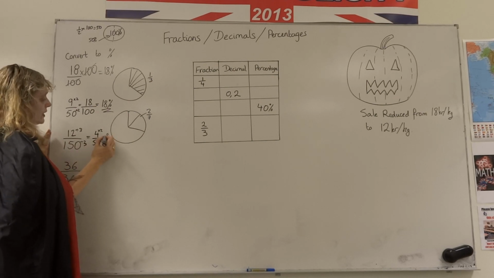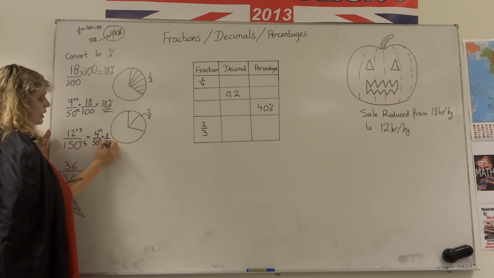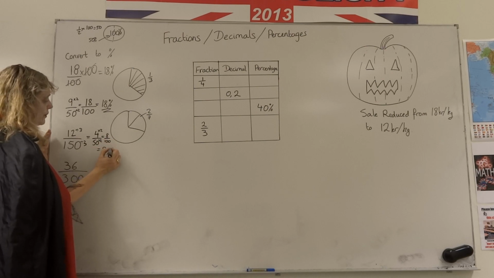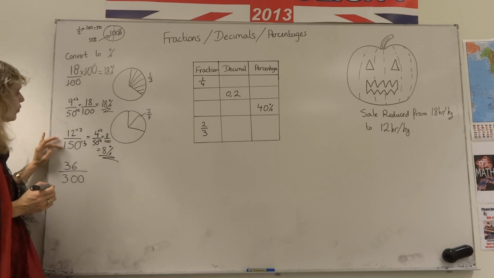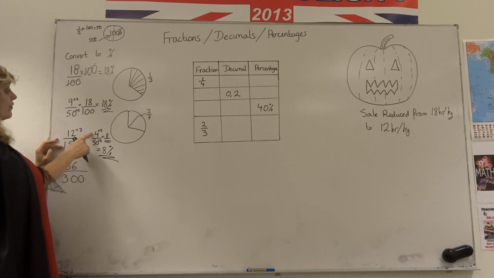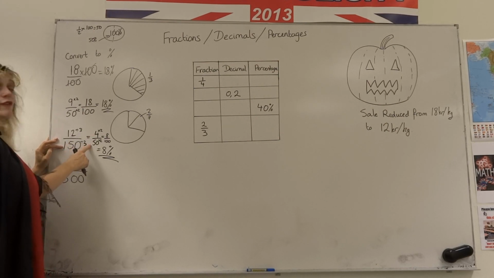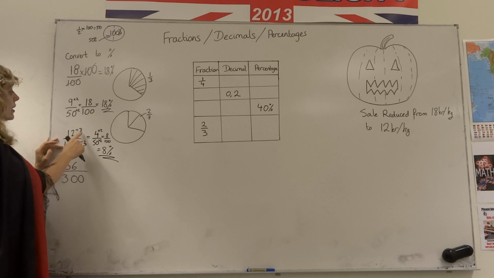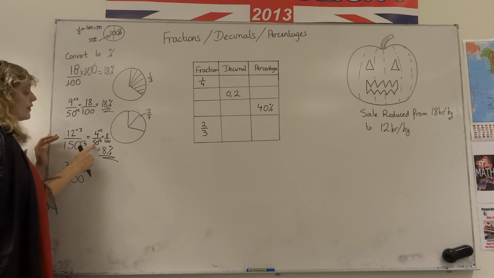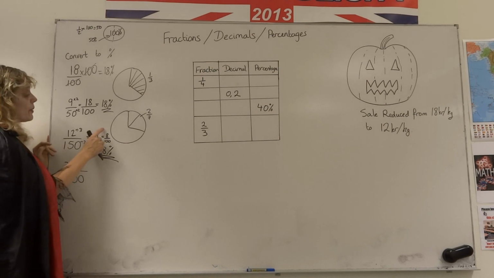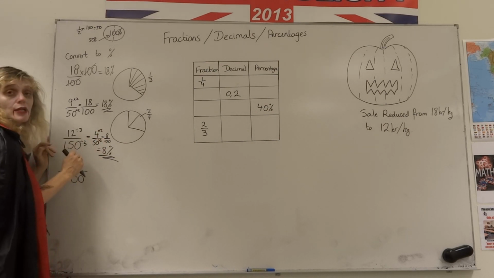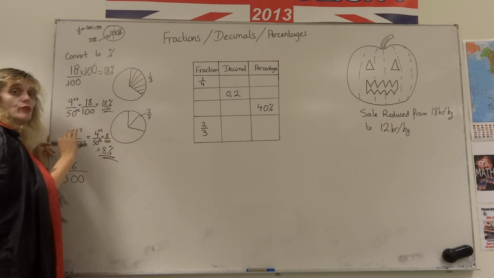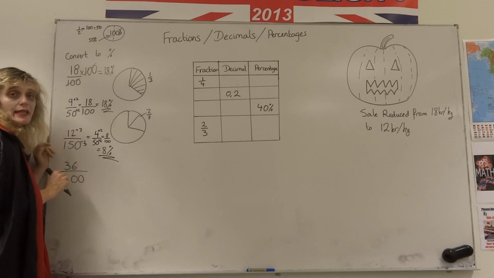4 times 2 is 8, 50 times 2 is 100, which equals 8%. So 12/150ths can be converted into 4/50ths by just changing the fraction, dividing top and bottom by 3, and then getting the 50 into 100 by multiplying top and bottom by 2. You're just expanding or reducing your fractions to make it easier.